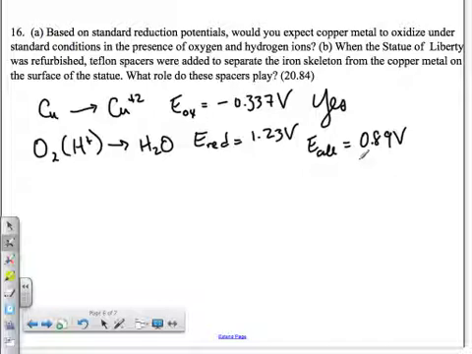So when the Statue of Liberty was refurbished, Teflon spacers were added to separate the iron from the copper. Why did they do that? Well, let's look at standard reduction potentials. If I take the iron skeleton and I oxidize it, the oxidation is 0.440.